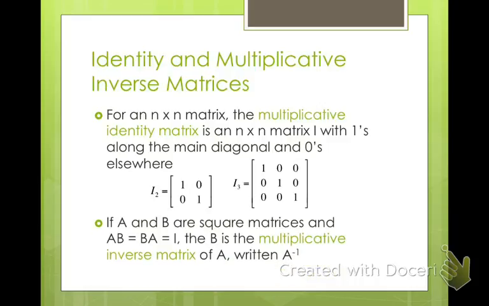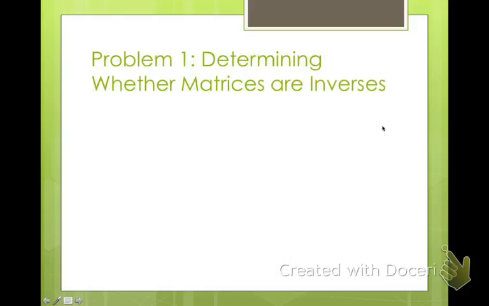If A and B are square matrices, and A times B equals B times A, and they both equal I, then B is the multiplicative inverse matrix of A, which you can write as A to the negative 1 power, which we've talked about before. Multiplicative inverse just means inverse. A to the negative 1, B just means that specifically it's a multiplicative inverse.